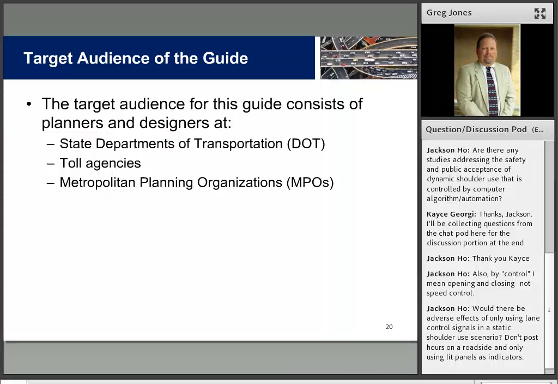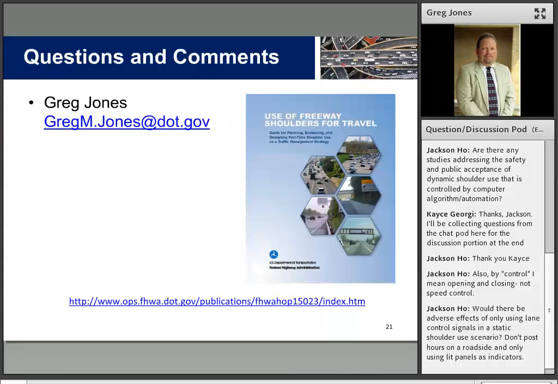So the target audience was state DOTs, tolling agencies, and metropolitan planning organizations, and regional operating agencies that would be looking at operating these types of facilities. So again, you can see the URL at the bottom of the page where you can find this, or you can just Google use of freeway shoulders for travel. As we mentioned, we'll have questions at the end, so I'll be certainly happy to answer any questions. And you have my contact information there too if something comes to mind afterwards.